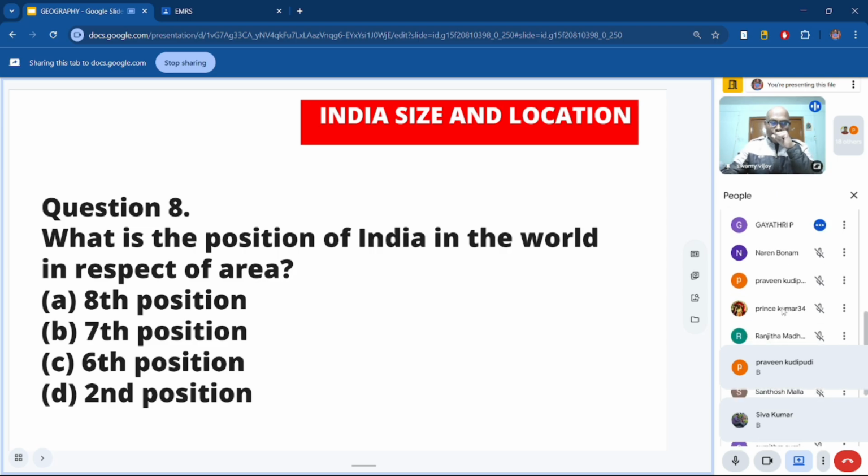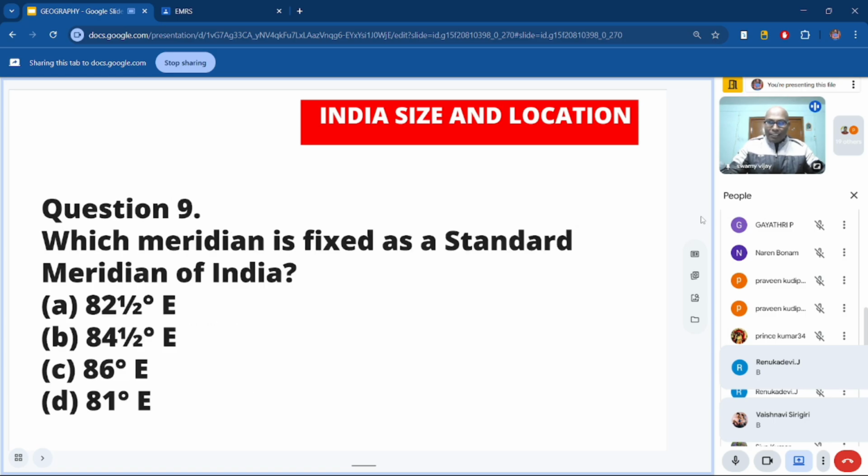Good evening, sir. Good evening, ma'am. What is the position of India in the world in respect of area? Option A, 8th position. Option B, 7th position. Option C, 6th position. Option D, 2nd position. So the answer is 7th position. Option B. Right. Next. After Gayatri, ma'am, Deepa, ma'am.